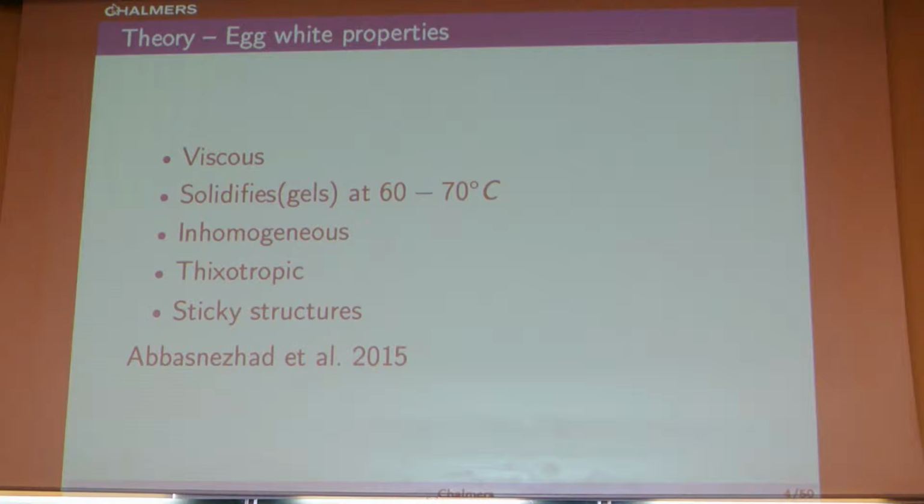So we start with some egg white theory. Egg whites are viscous, as you all know. It's inhomogeneous and thixotropic, and it has these large structures which we heard about earlier.